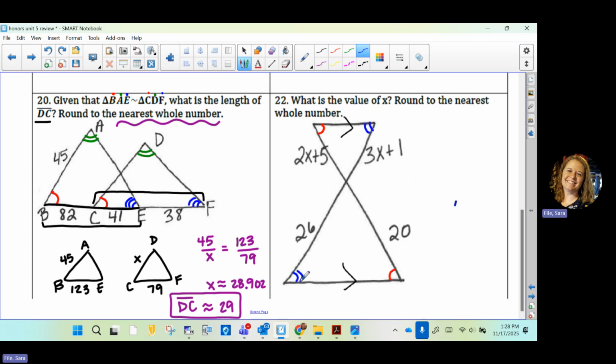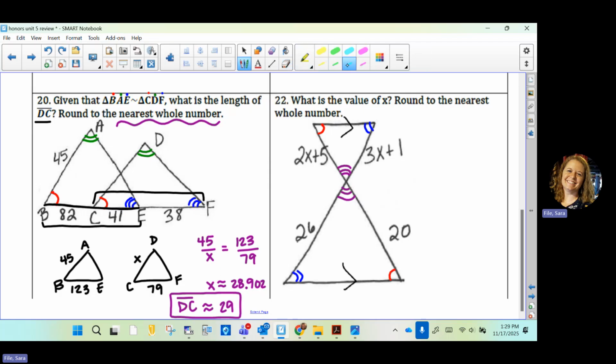So I know these are corresponding angles that are going to be congruent in those triangles. And then obviously the vertical angles in the middle are congruent to each other. So putting those markings there sometimes helps you identify which sides correspond.